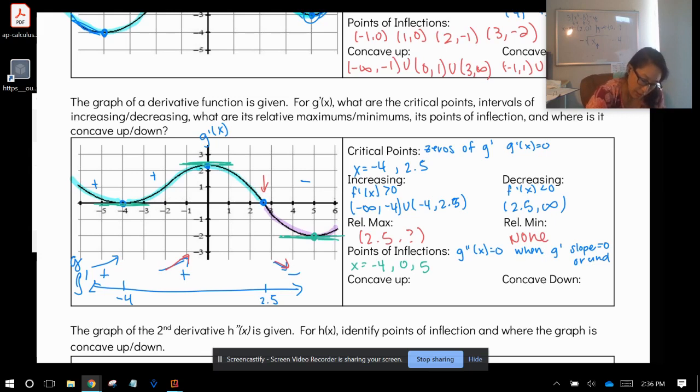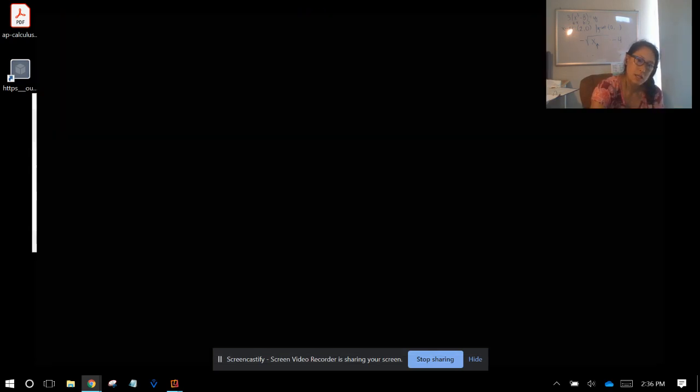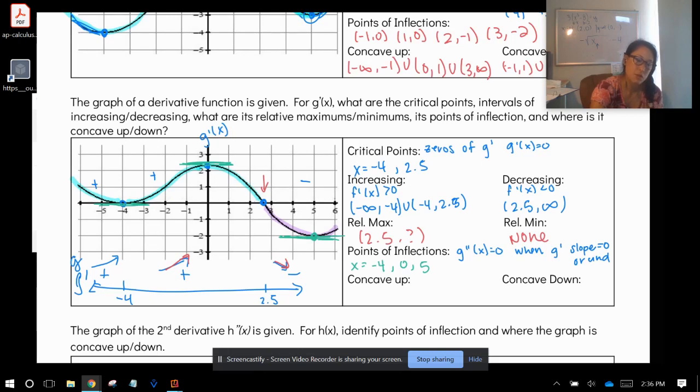We are concave up when the graph of g prime is increasing, and when the graph is decreasing, we are concave down. So when g prime is increasing and when g prime is decreasing. So let's go back and look at our graph, and I'm going to do some erasing because this is a mess. All right, so I have my points of inflection here.